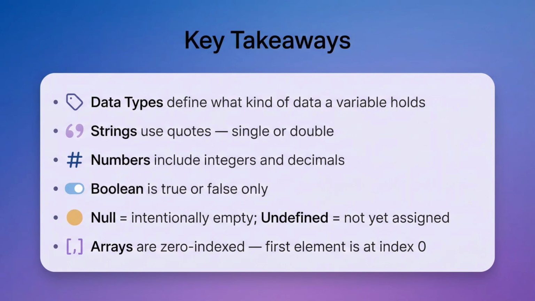Let's wrap up with the key takeaways from everything covered. Data types are the foundation of how your program understands and handles information. Strings hold text in quotes. Numbers handle both whole and decimal values. Booleans are true or false. Null is an intentional empty value, while undefined means a variable was declared but never given a value. And arrays always start counting from 0. Master these concepts and you'll have a rock-solid foundation for everything else in JavaScript.